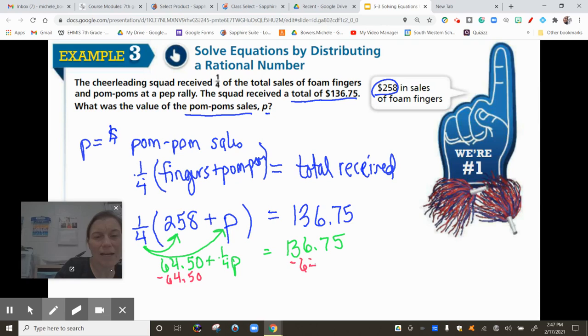Now, some of you might have the 1/4 P first and the plus 64.50 second. That's okay, because either way, I'm going to subtract the 64.50 first, because I subtract away the constant first. Here, I'll draw this line down for you to help you see. That makes this go away, and I have 1/4 times P equals 72.25.